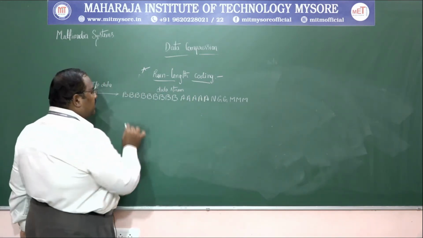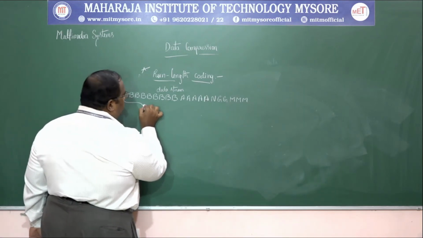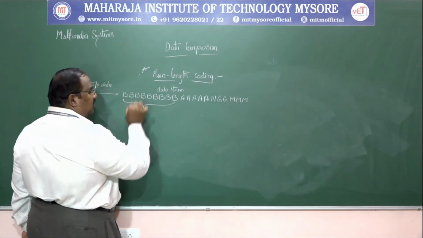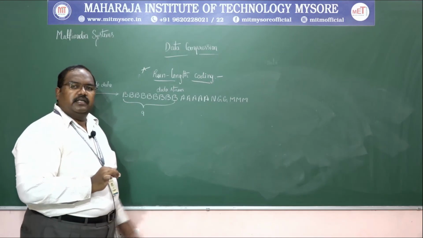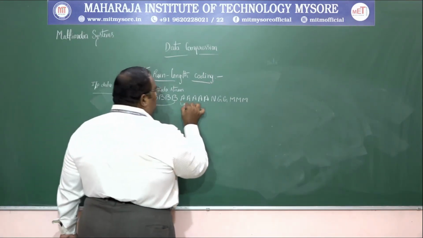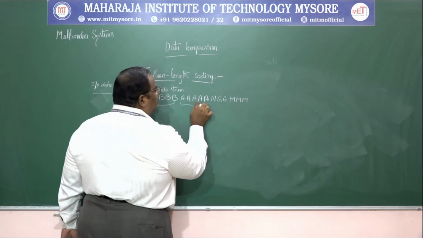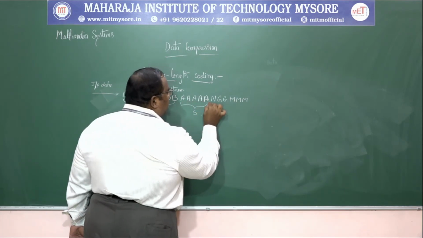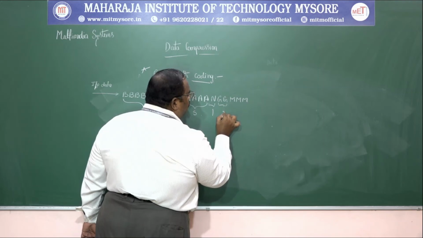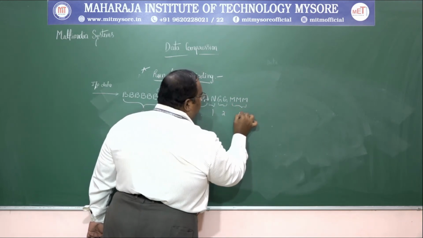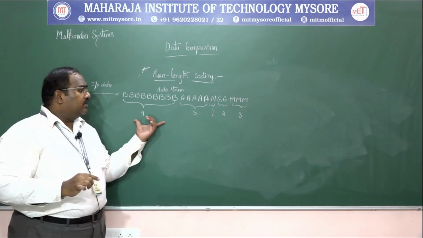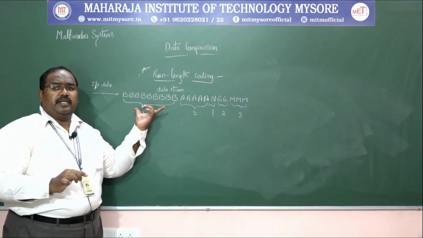Now we'll count the representation of each symbol. How many times is B represented? B is represented 9 times. How many times has A occurred? A has occurred 5 times, the letter N only 1, G 2 times, and the letter M 3 times. So this is the representation.